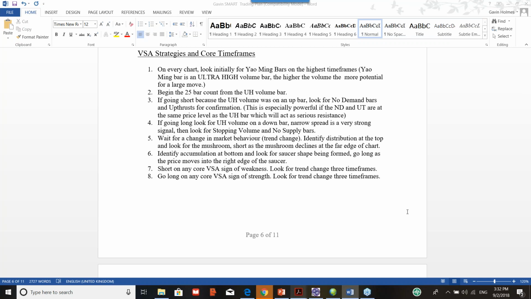So, if going short because the ultra high volume was on an up bar, look for no demand and an upthrust for confirmation. If going long, look for ultra high volume on a down bar; narrow spread is a very strong signal. Then look for stopping volume and no supply. Wait for a change in market behavior, which we call a trend change. Identify distribution at the top and look for the mushroom. Short as the mushroom declines at the far edge of the chart. Really easy to work that one out.